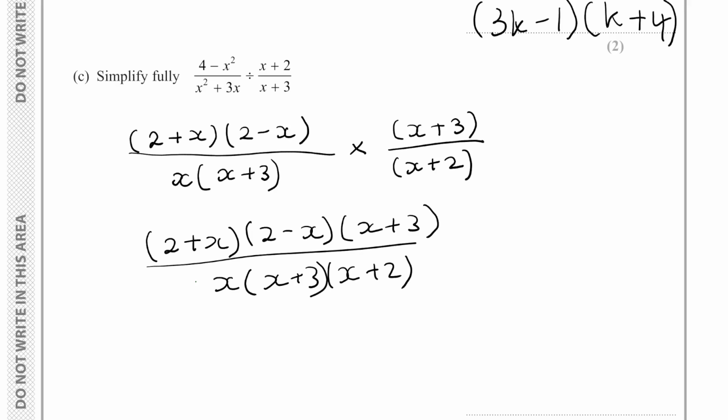Cancel out the like terms. X plus 3 is on the top and the bottom, and x plus 2 and 2 plus x are the same thing. So we just get 2 minus x over x.